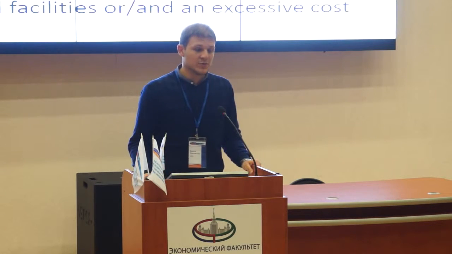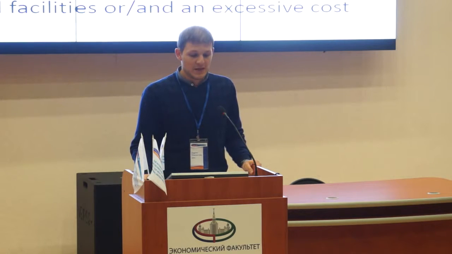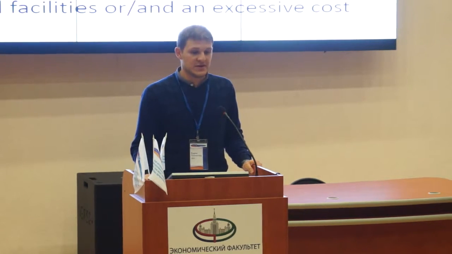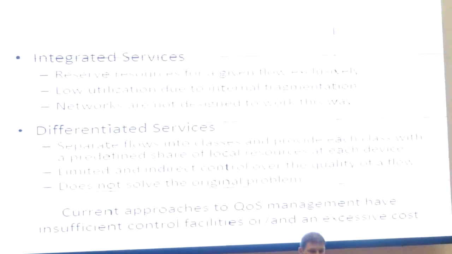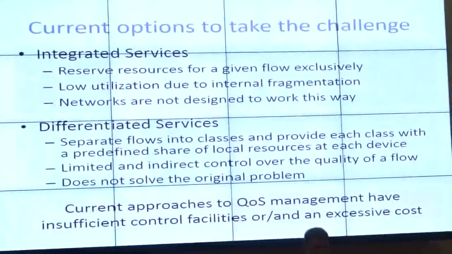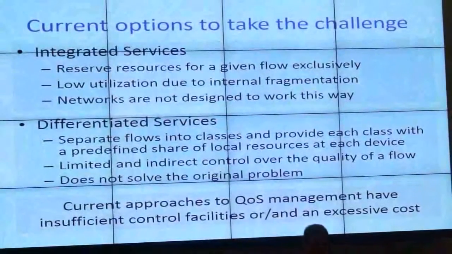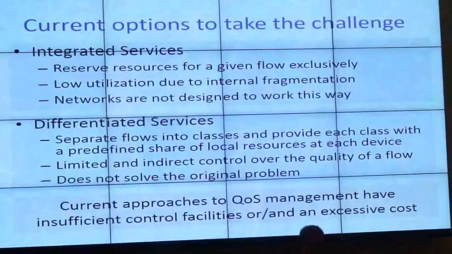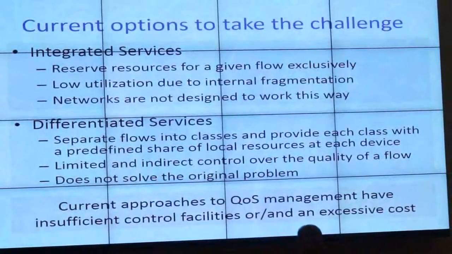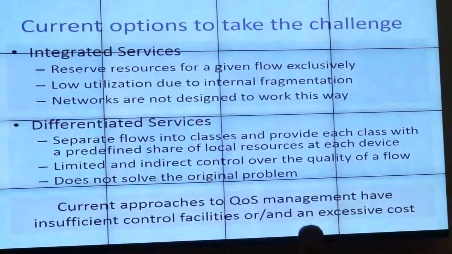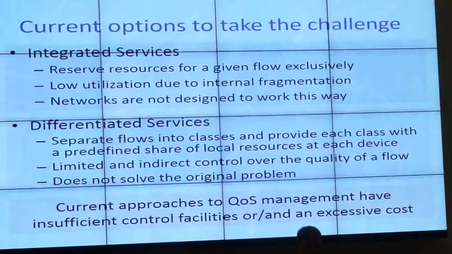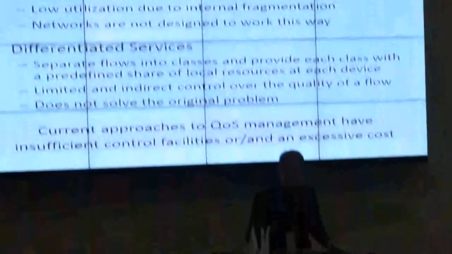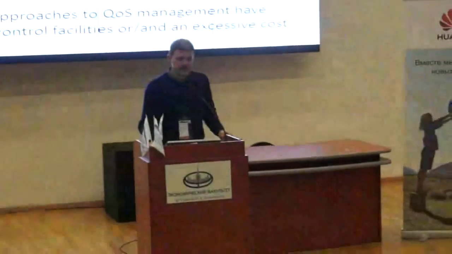What are our options? How can we surmount this problem? First option is to use a well-known approach and model of integrated services. So we can reserve some resources at each switch, at each network device, and provide each application with the amount of resources it requires. Actually, this option is hard to implement in real networks because it does not scale very well. And actually, this approach does not solve the problem of internal resource fragmentation.